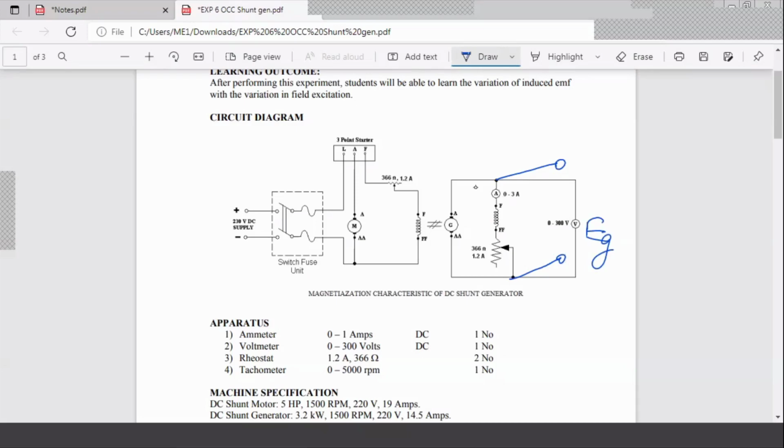Okay, so what are you measuring here? Ammeter is connected in this field winding. That means it will measure your field winding current IF. Then between this EG and IF, you need to plot the characteristics. Okay. On y-axis there should be EG, and on x-axis there should be the field current IF.